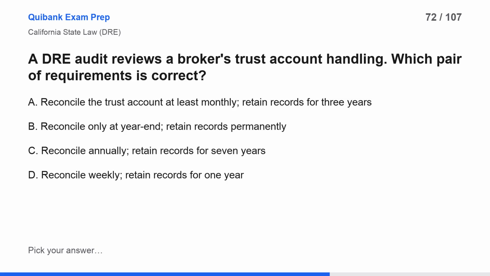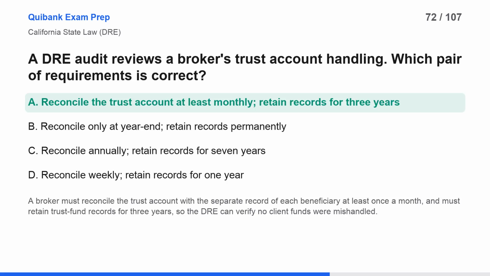Question 72. A DRE audit reviews a broker's trust account handling. Which pair of requirements is correct? A. Reconcile the trust account at least monthly. Retain records for 3 years. B. Reconcile only at year-end. Retain records permanently. C. Reconcile annually. Retain records for 7 years. D. Reconcile weekly. Retain records for 1 year.